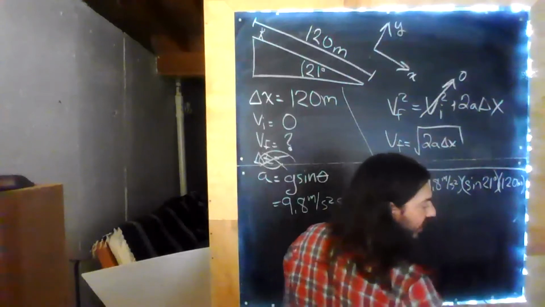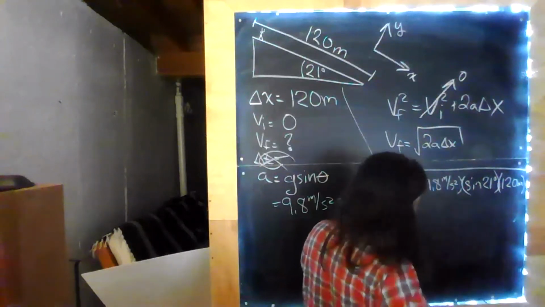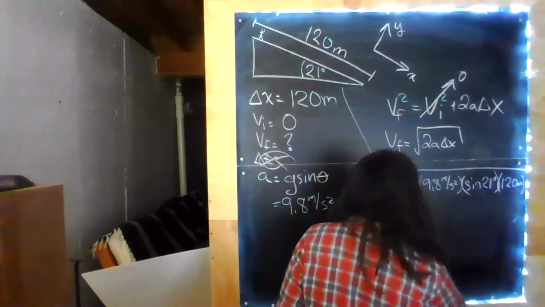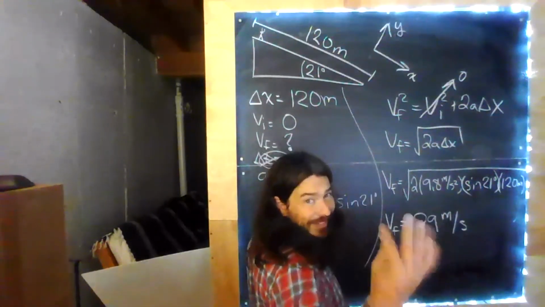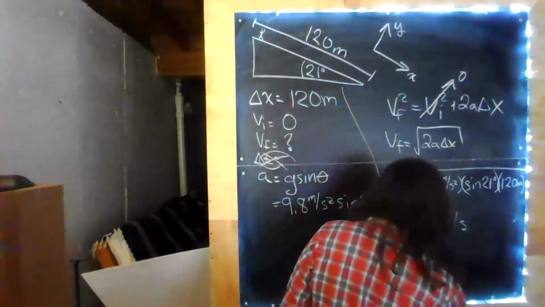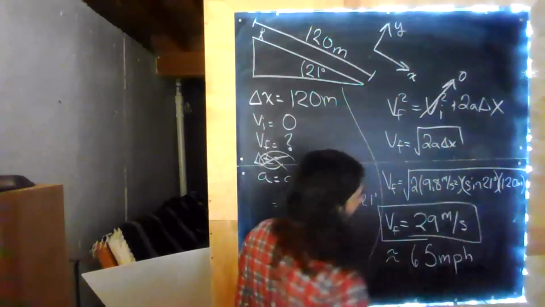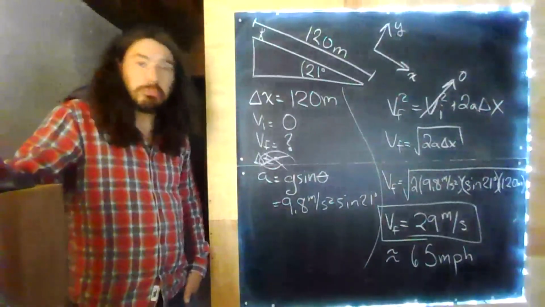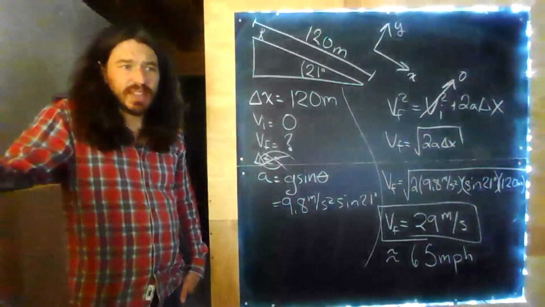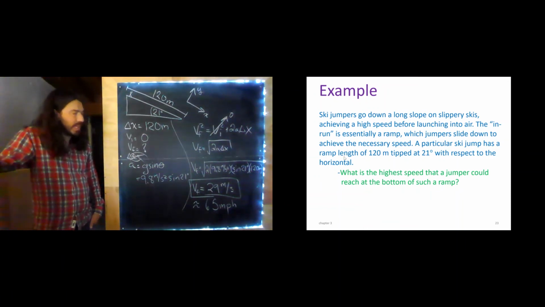And now we can run our calculator. And we get 29 meters per second. Which, again, you can multiply by a little more than 2, and that's about 65 miles per hour. Okay, now we should assess. Does that make sense? Ski jumpers are going pretty fast at the end of this ramp, 120 meters. That's longer than a football field. Yeah, I think that seems like a reasonable number. I like it.